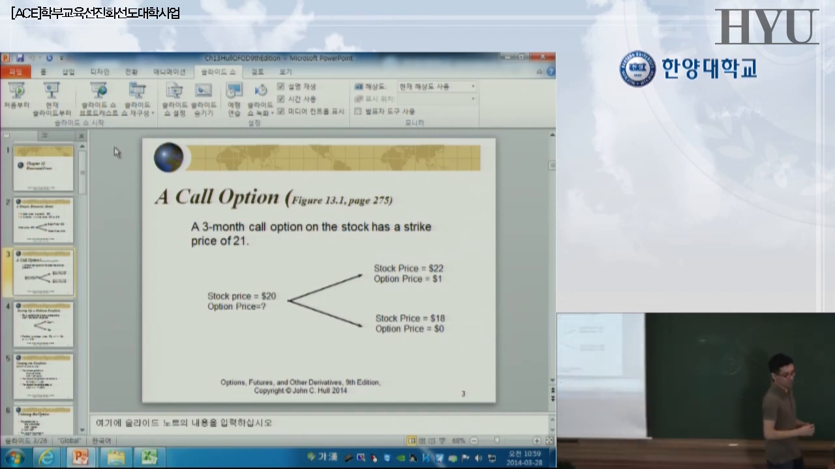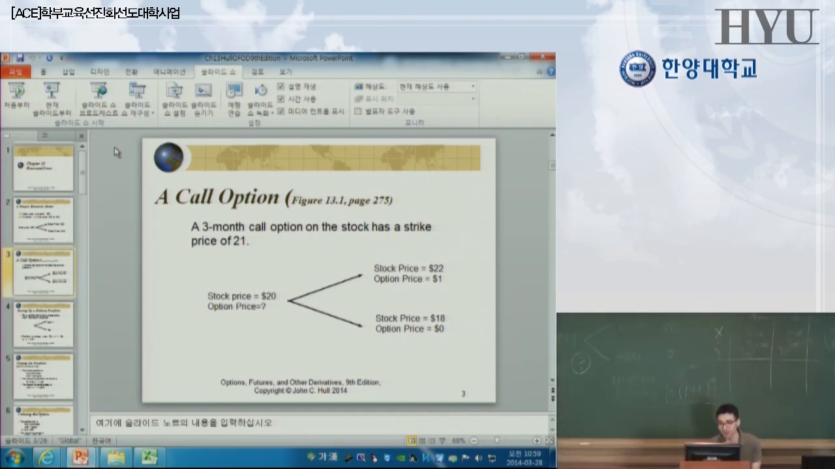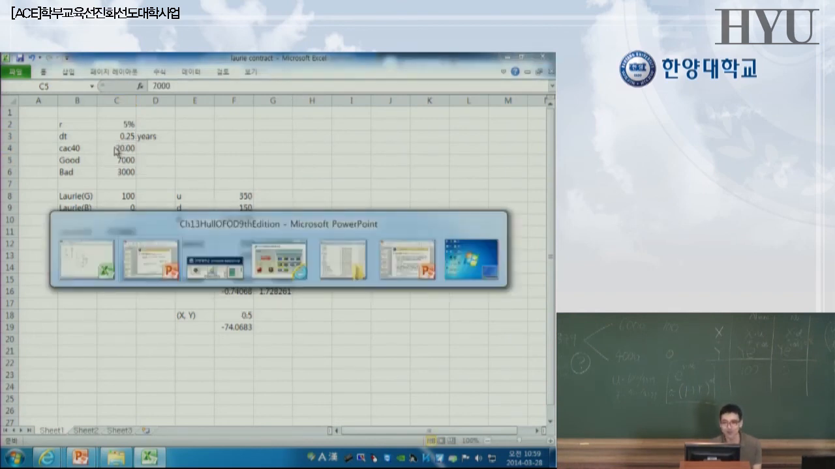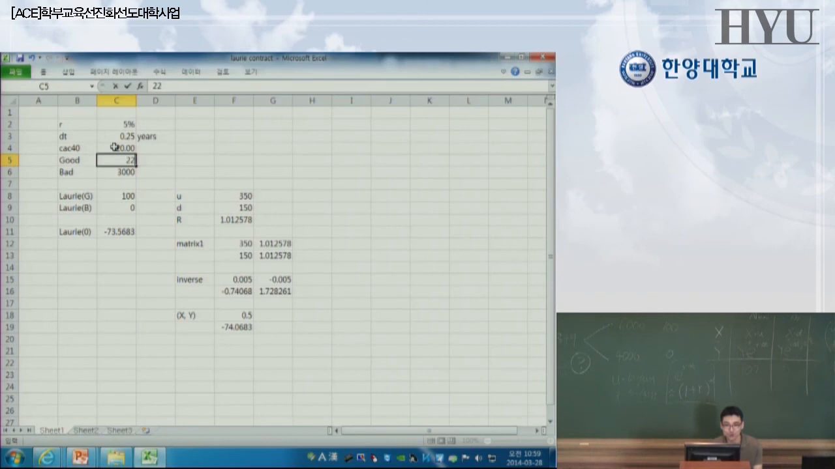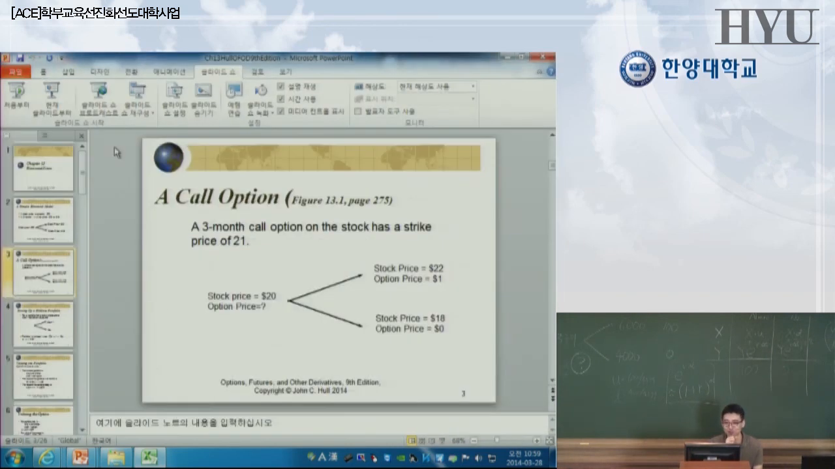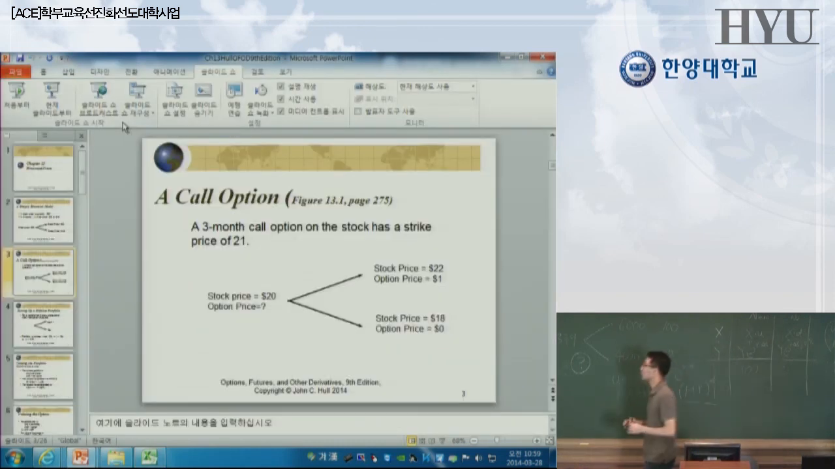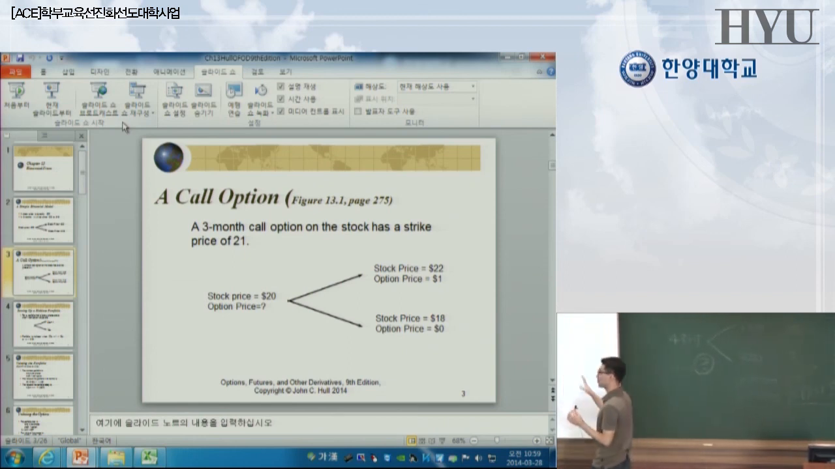So I can use the same Excel sheet. Now the current stock price is 20, and in the good scenario it is 22, and in the bad scenario it is 18, and then the payoff is $1. So in this contract, the value should be about 0.5. Of course, I have to change the interest rate, but simple. Any question? I can simply change the number.